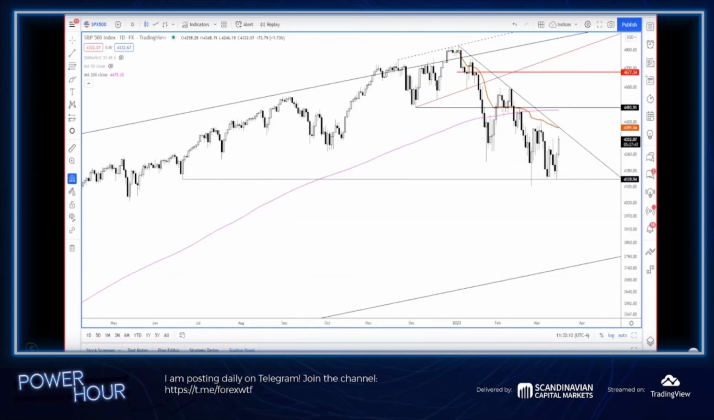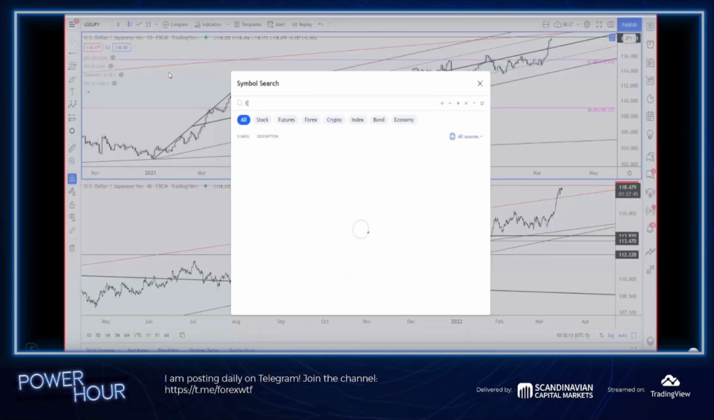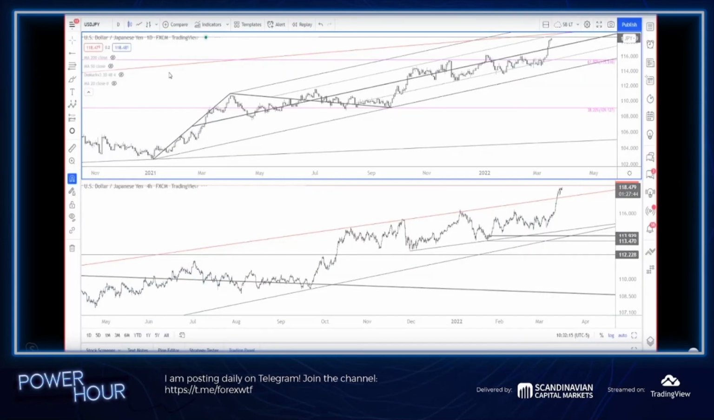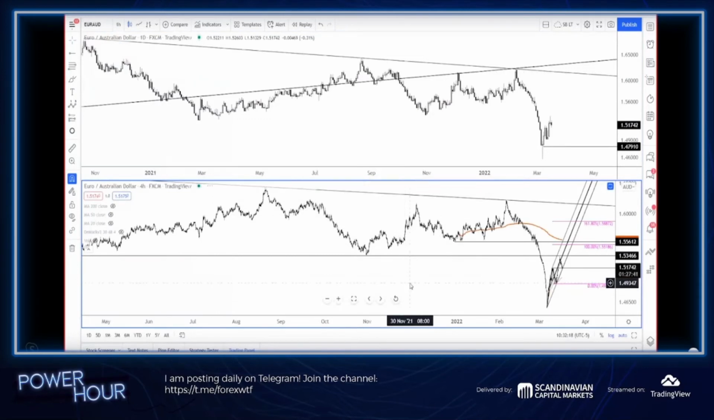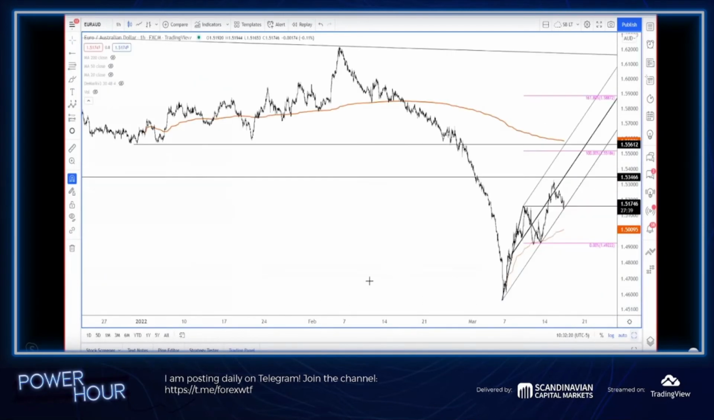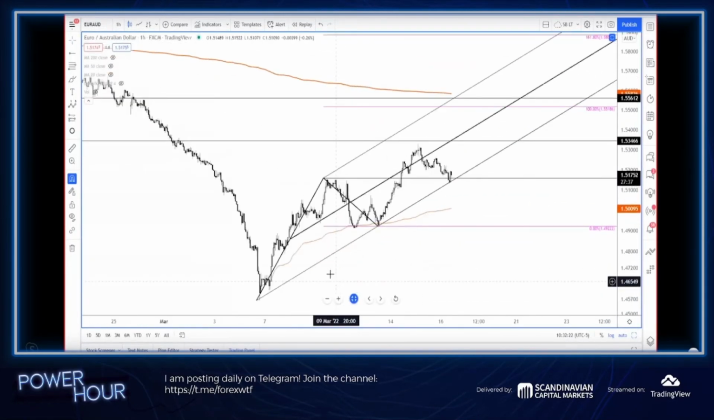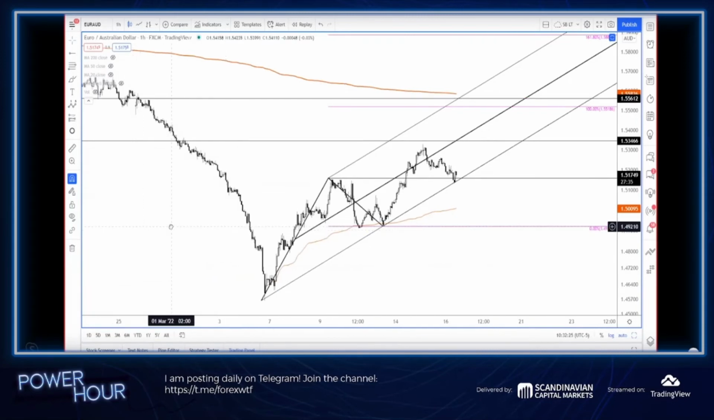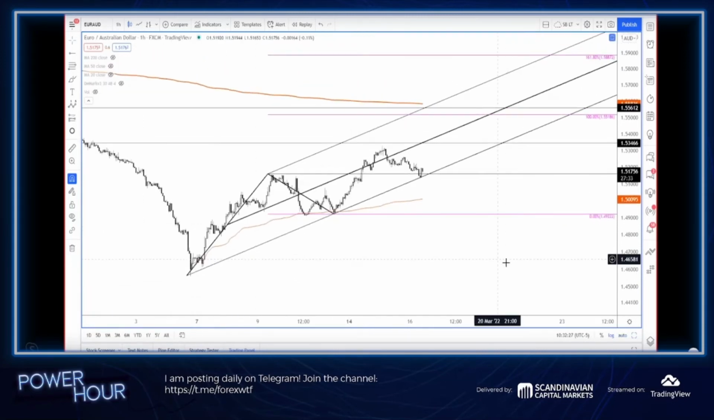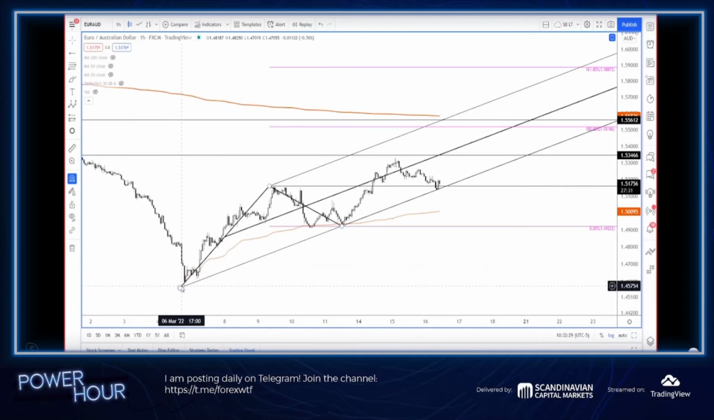Okay. Other stuff that might be of interest, like non-dollar crosses. This is one that I think is interesting. This is Euro Aussie. This is an hourly chart. Channel off the lows. We just hit it this morning. I don't know, just an interesting spot.